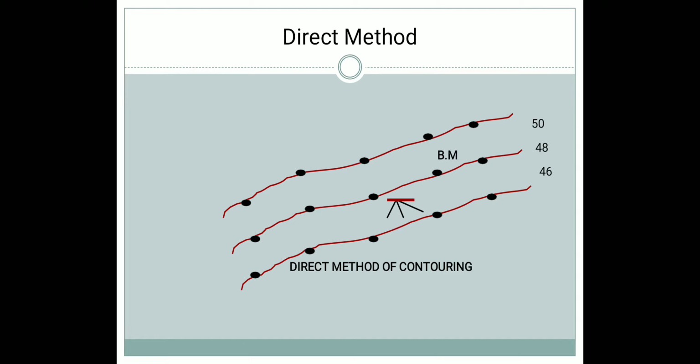Direct method. In this method, the contours to be located are directly traced out in the field by locating and marking a number of points on each contour. These points are then surveyed and plotted on the plan, and the contours are drawn through them. Here, the picture shows the direct method of contouring with a benchmark and the contour elevation. This method is most accurate but very slow and tedious, and a lot of time is wasted in searching for points of the same elevation of a contour. This is suitable for small areas and where great accuracy is required.